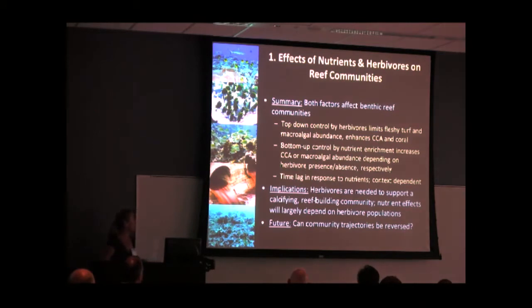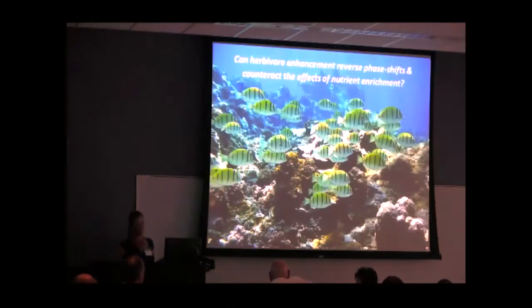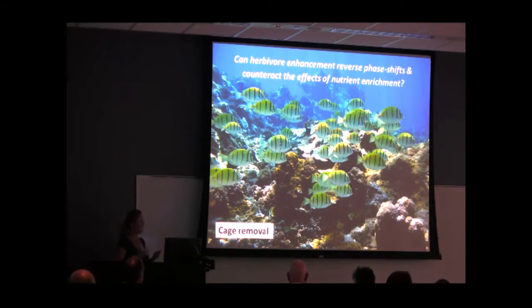So we were then interested in looking at whether these benthic community trajectories, the communities that develop in these different treatments, could be reversed. And so we did a simple experiment by basically just removing the cages on our herbivore exclusion plots and looking to see if the benthic communities changed over time.